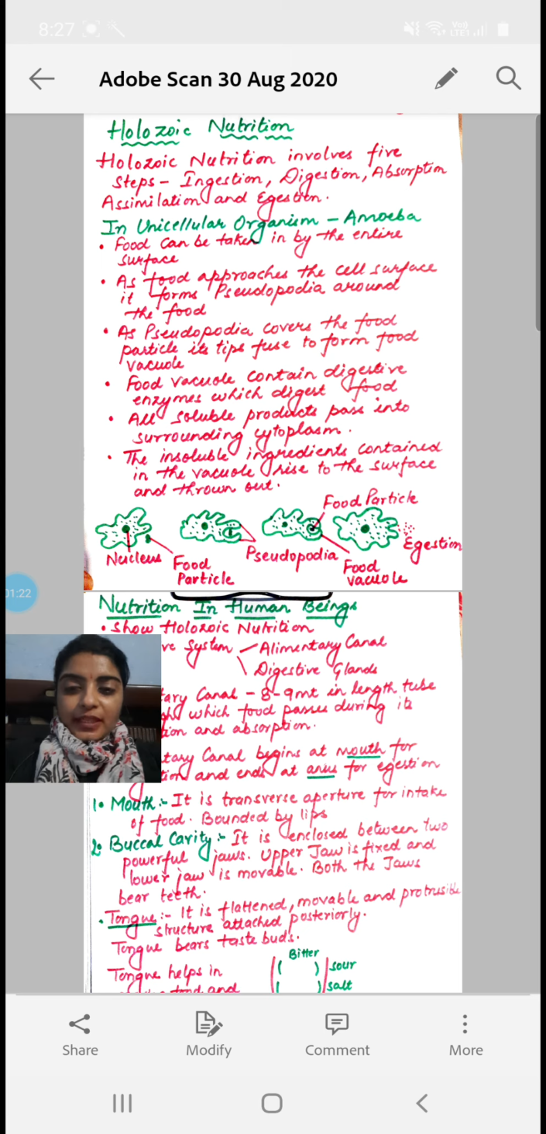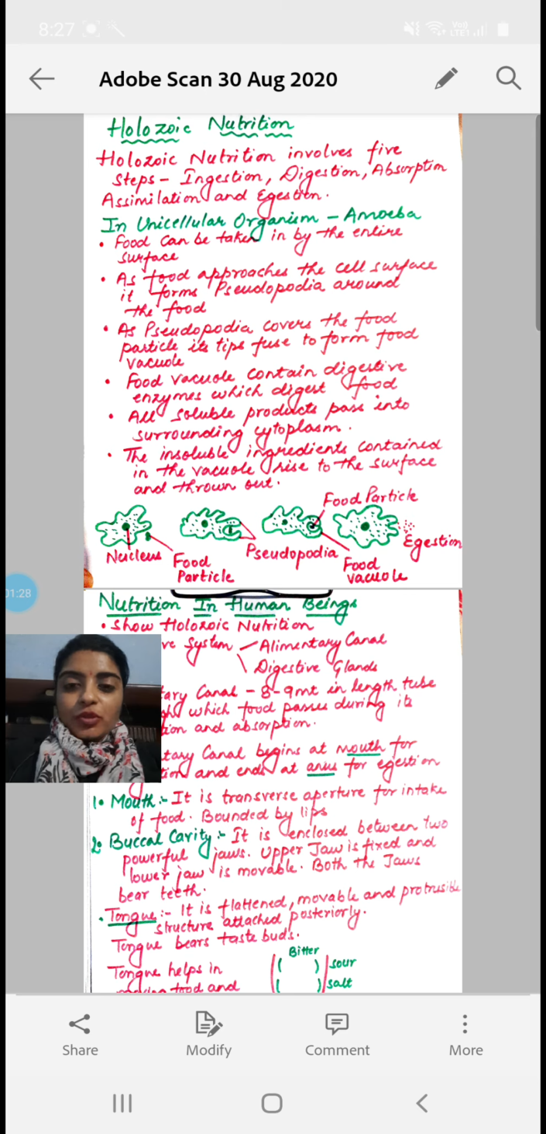We all know that amoeba is a unicellular organism. Basically it belongs to the group Protista. Clear? So here in amoeba, we are familiar that it is unicellular, a single cell, so it has to perform various kinds of functions. And the shape of amoeba is irregular, indefinite, we can say.